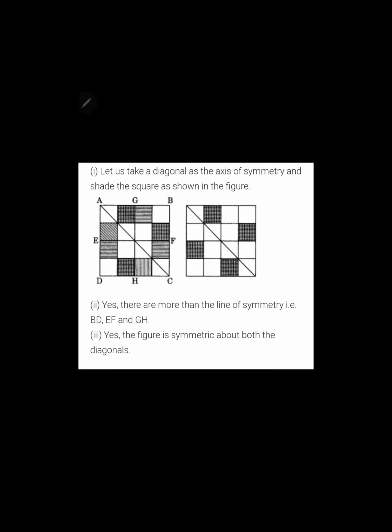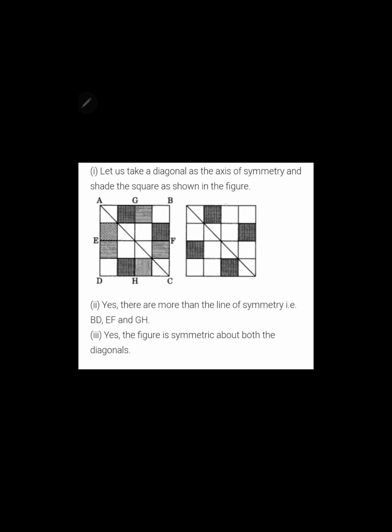So question number 5, I am just giving the answer. The question is, take any one diagonal as a line of symmetry and shade a few more squares to make the figure symmetric about a diagonal. Is there more than one way to do that? Will the figure be symmetric about both the diagonals?